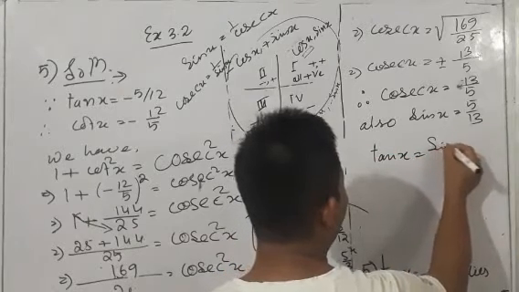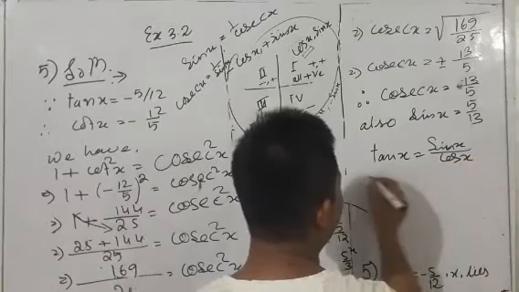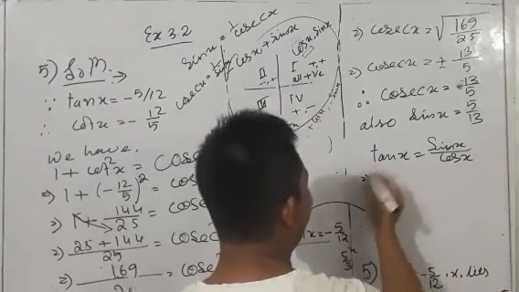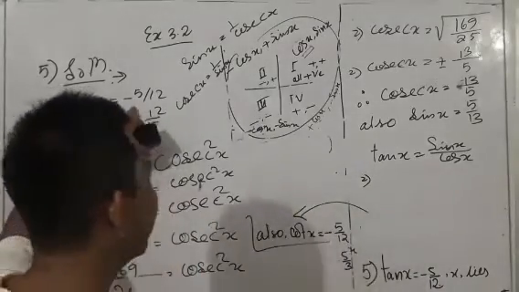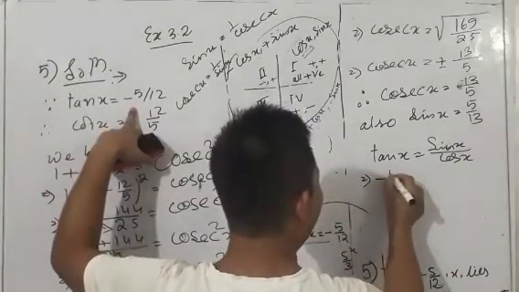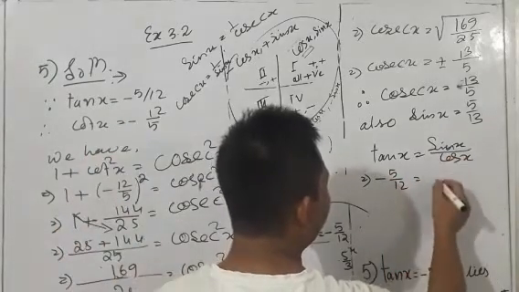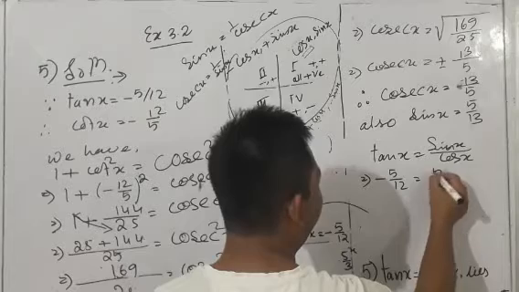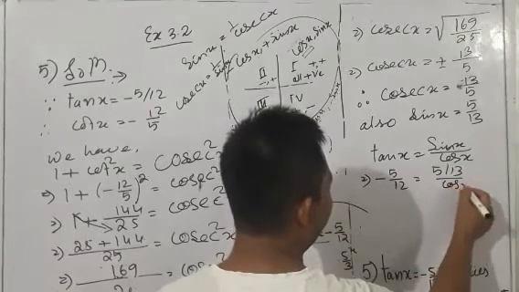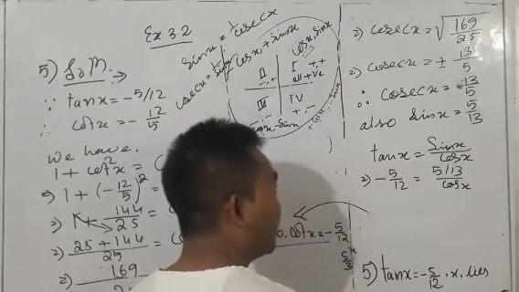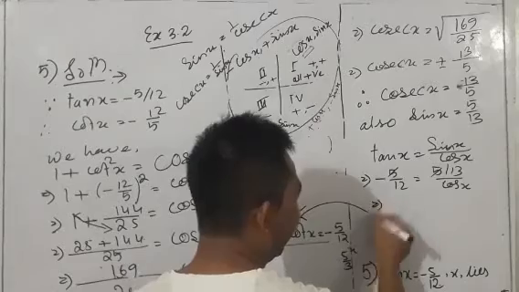Sin x upon cos x, that is tan x, equal to what? Tan x is given, right? The tan x is given, so minus 5 by 12. So this is equal to what? Sin x is 5 by 13. So we have to find cos x. Sorry, not cosec, cos x. So what is that? 5 and 5 are going to cancel, correct?